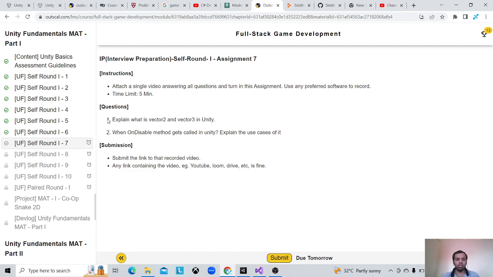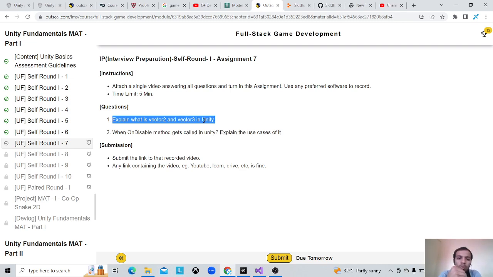So the first question is explain what is Vector2 and Vector3 in Unity. In general mathematics there are two types of values. One is scalar, second is vectors. Scalars just store the magnitude, or a value. Vectors store the direction and the magnitude.